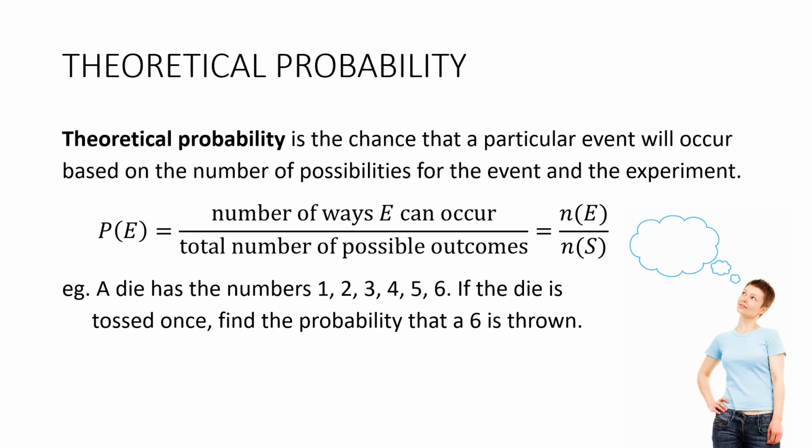Here's an example. A die has the numbers 1, 2, 3, 4, 5, 6. If the die is tossed once, find the probability that a 6 is thrown. So there is one way we can get a 6 out of 6 possible outcomes, so the probability is 1/6.